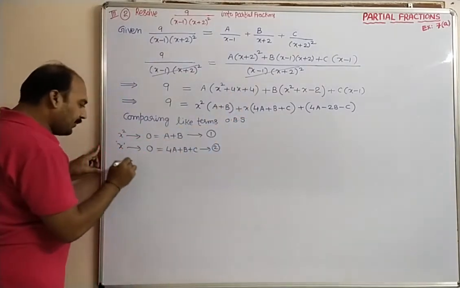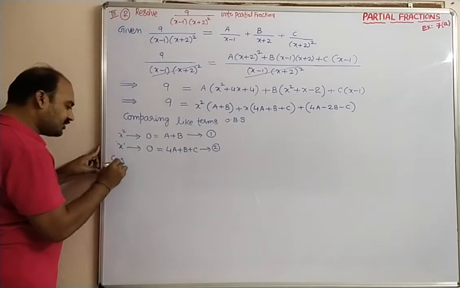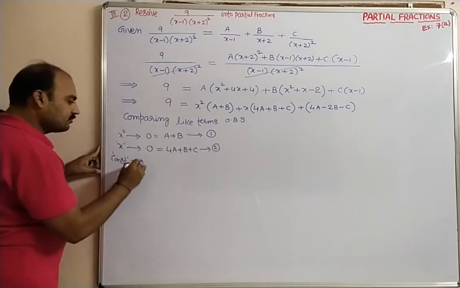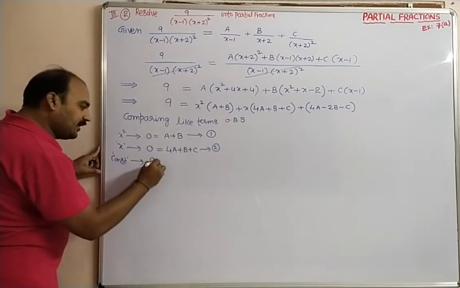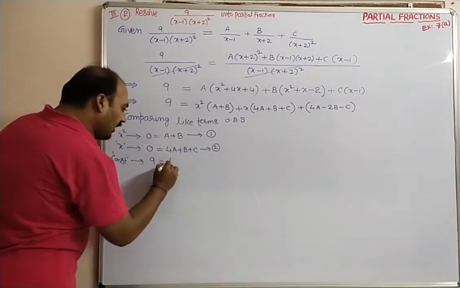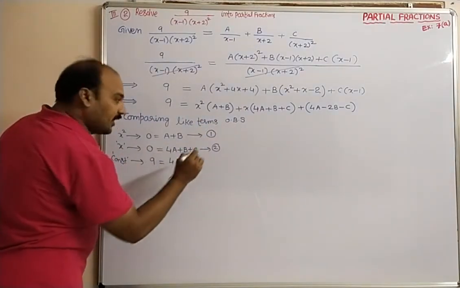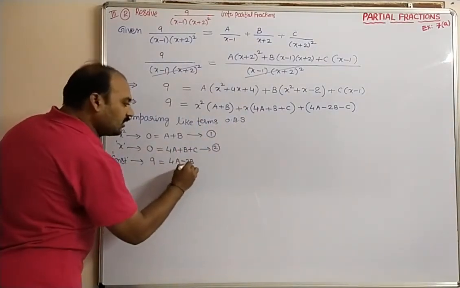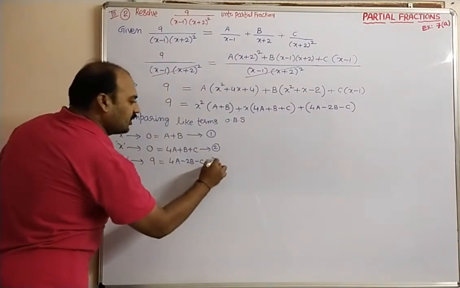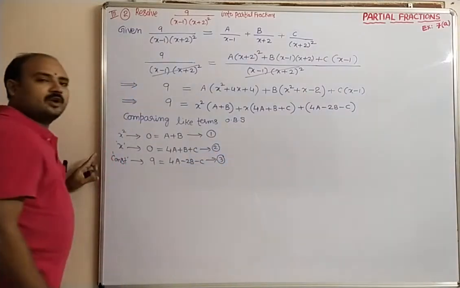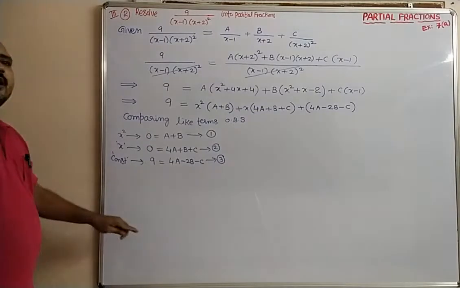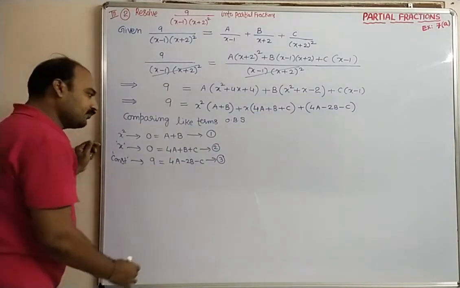After that, comparing constant terms. The constant is 9. 9 equal to 4a minus 2b minus c. Equation number 3. Now solving simultaneously equations 1, 2, 3.